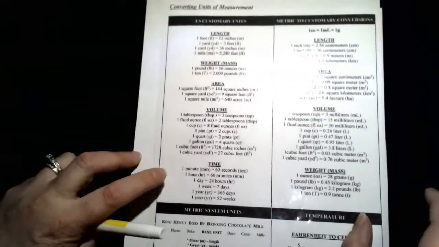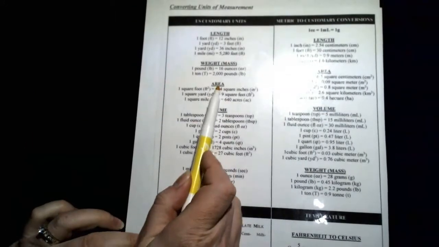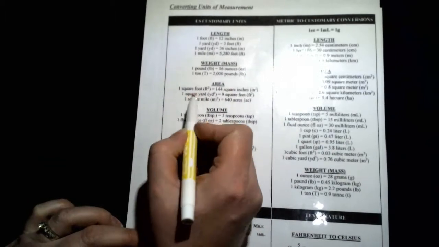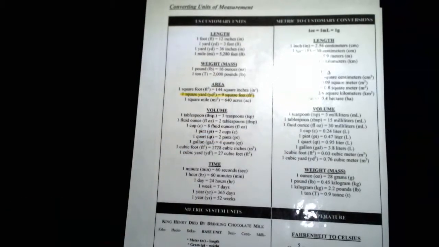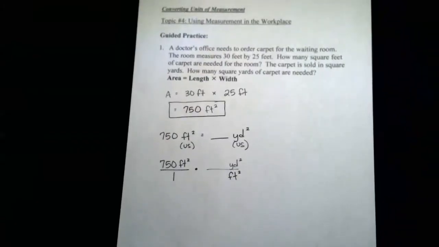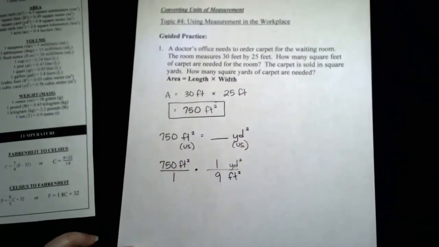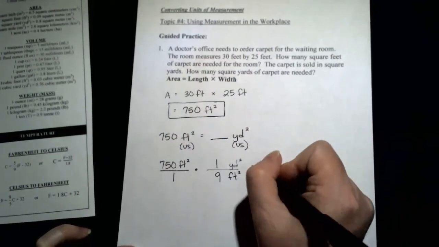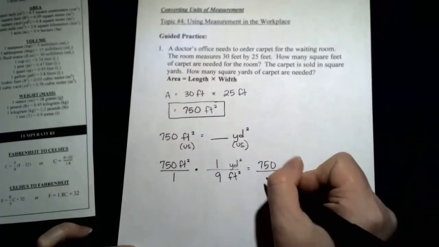Okay, so we're talking about a U.S. system to a U.S. system measurement of area. So I'm looking on this side of the page for square yards and square feet. And I see that one right there. 1 square yard is the same as 9 square feet. So I'm going to fill the numbers in on my paper. And then I'm going to take this straight across. So 750 times 1 is 750, and 1 times 9 is 9.